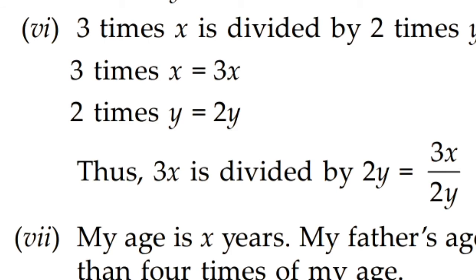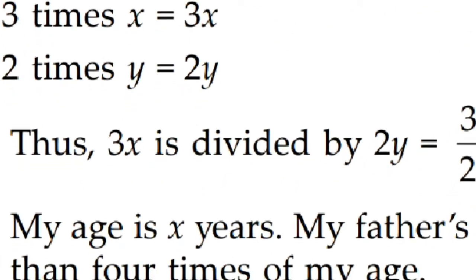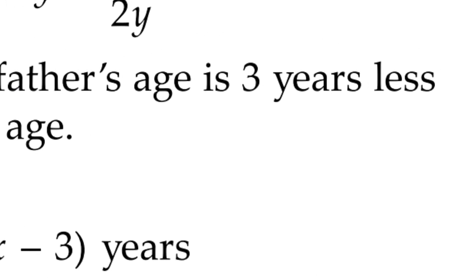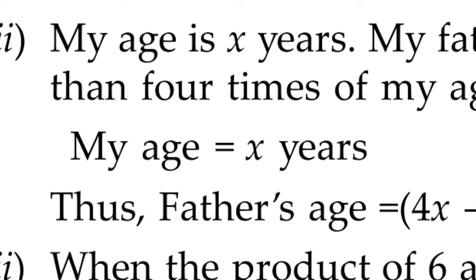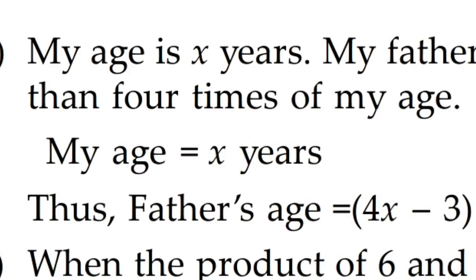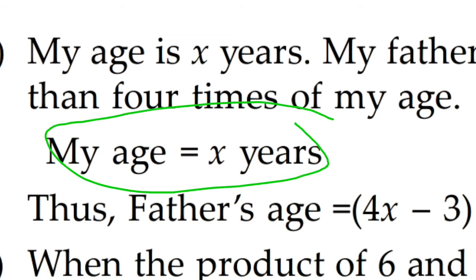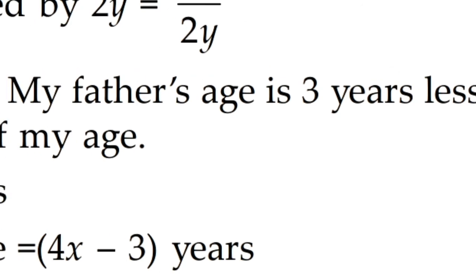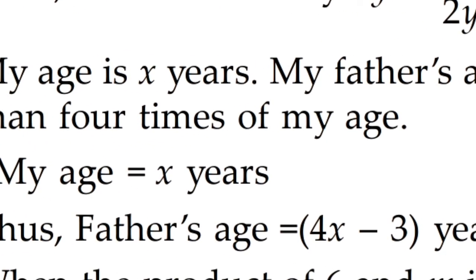Now seventh part. My age is x years. My father's age is 3 years less than 4 times my age. See students, listen to this carefully. My age is x years. So I have written my age is equal to x years. And father's age is 3 years less than 4 times my age.